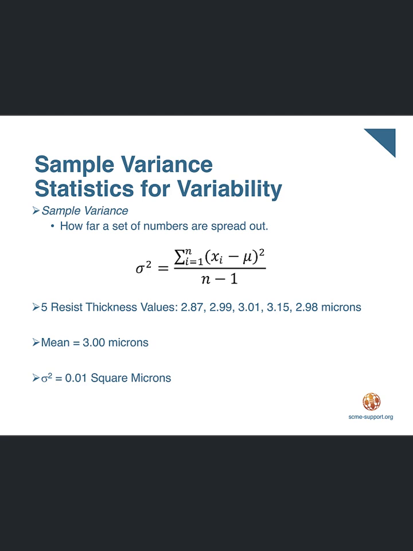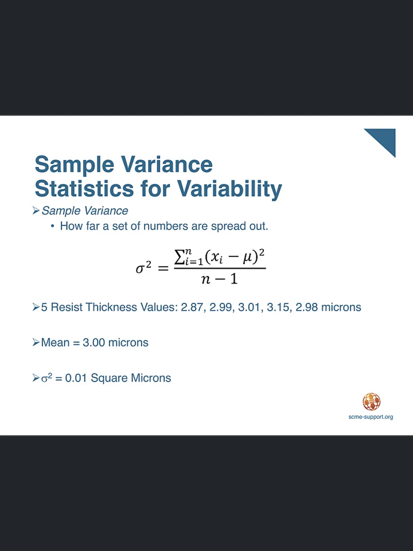The sample variance is an average squared difference between the individual measurements and the mean. Or more simply, how far a set of numbers are spread out. Understanding how far the numbers are from the mean is just one of the statistical characteristics which can help us to understand the nature of the process. Variance is represented by the following equation, where sigma 2 is sample variance, xi are the individual sample data values, mu is the sample mean, and n is the number of sample data values.